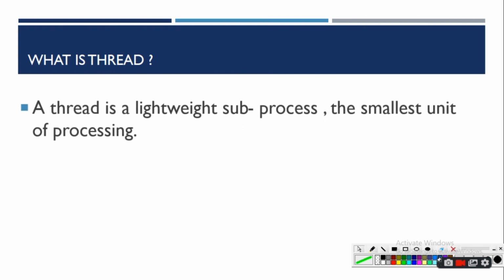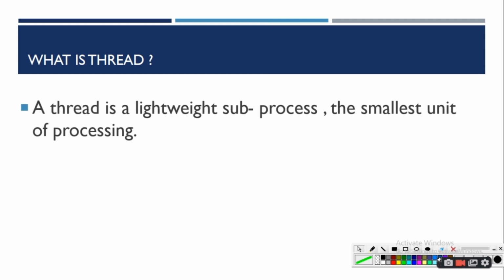So first of all, let's see the definition of a thread. What is a thread? A thread is a lightweight sub-process, the smallest unit of processing. It means that it is something like a sub-process which has some task to complete. You can say a set of statements is executed by a thread for some specific task by the user.